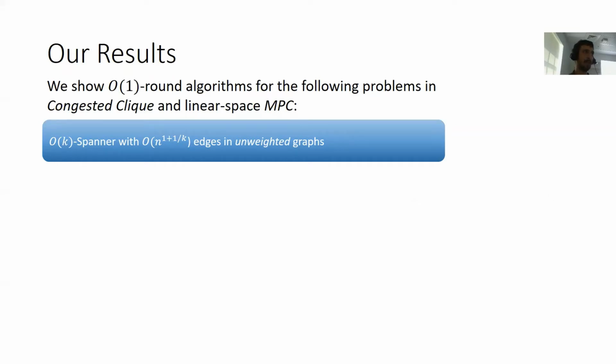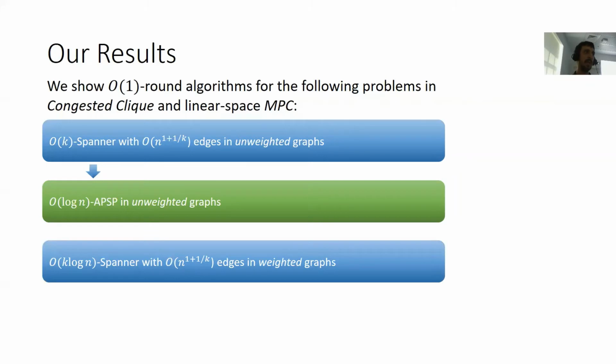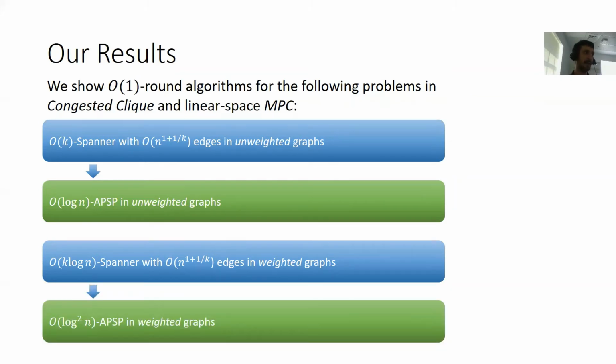edges in unweighted graphs. Taking k equals log n, we can get a log n spanner with order of n edges, and by propagating it to all the nodes in the graph, we can get an order of log n all pair shortest path algorithm in unweighted graphs, also in order of 1 rounds. In weighted graphs, we get an approximation on our spanners of order of k log n. And again, taking k equals log n, we can translate this result into an order of log squared n approximation all pair shortest path algorithm in weighted graphs.